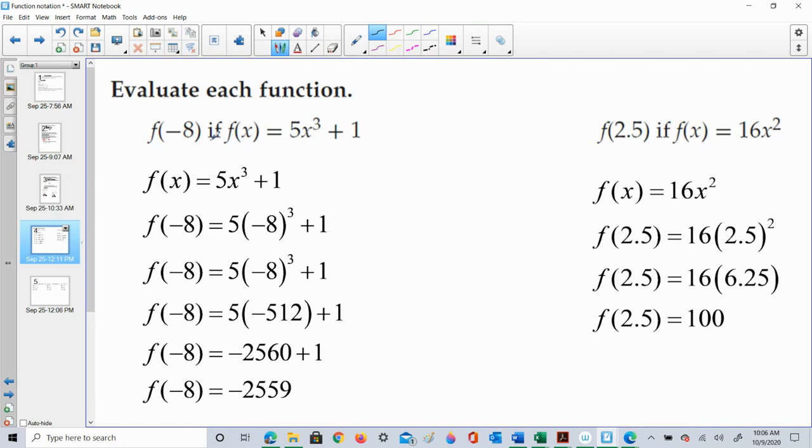Now, this one's a little more difficult because we got this cube term, but you have calculators. The calculator will do this for you, right? So f of x is 5x cubed. I want to find f of negative 8. Negative 8 cubed. This is where you would put that in your calculator. How would we put that in the calculator?